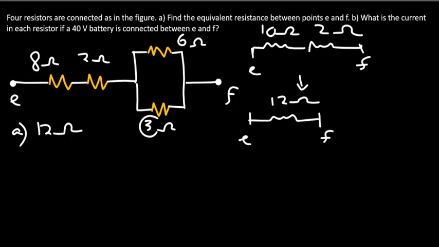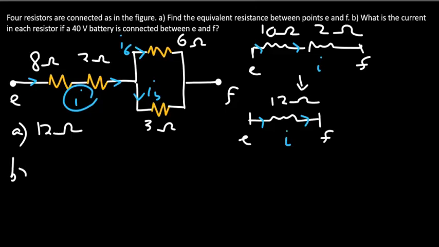Let's see what happens to the current. So the same current passes through the 8 and 2 ohms resistor. Let's call that I, and it will branch out. So some will go through the 6 ohm resistor and the balance will go through the 3 ohm resistor. Let's call that I6. Let's call this one I3. So in the second figure, the current I here will go through the 10 ohm and 2 ohm resistors. And in the third figure, the I will go through the 12 ohm resistor.